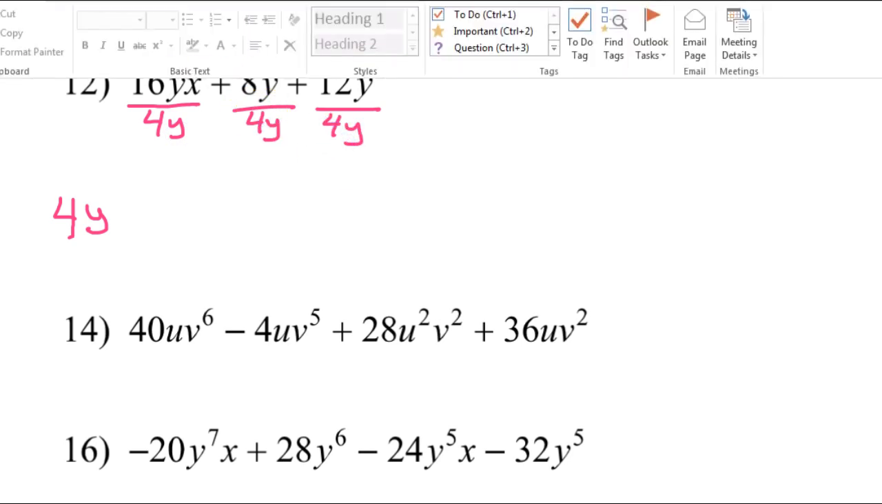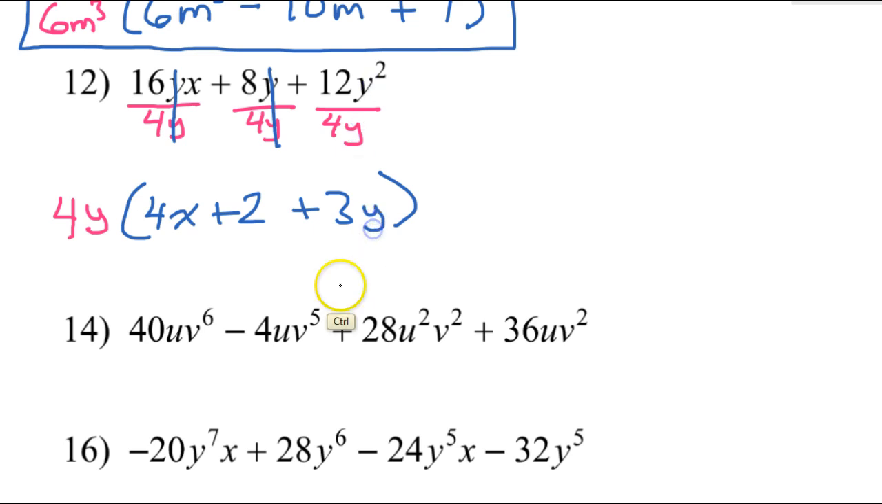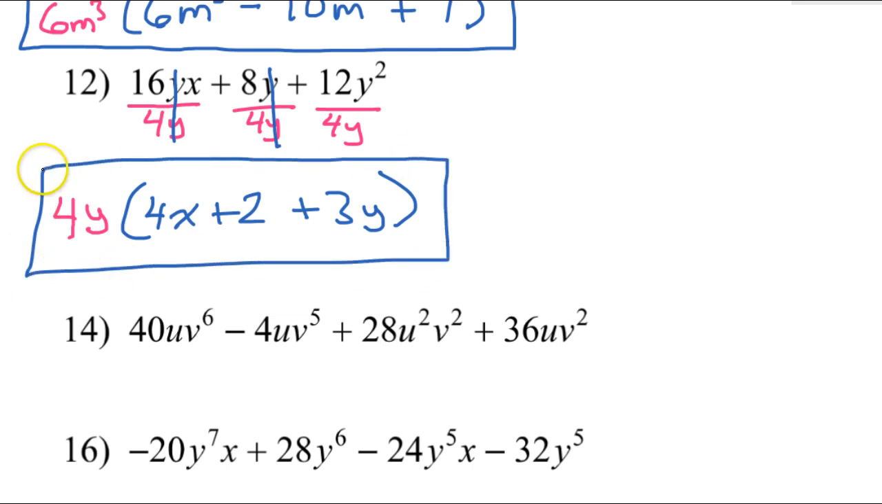And that will tell me what goes inside the parentheses. So 16 divided by 4 is 4. The y's cancel out. That leaves x. 8 divided by 4 is 2, so plus 2. The y's cancel out. Okay, 12 divided by 4 is 3. And this y is going to cancel out one of these y's, but it's still going to leave a y. So this is the answer to number 12.